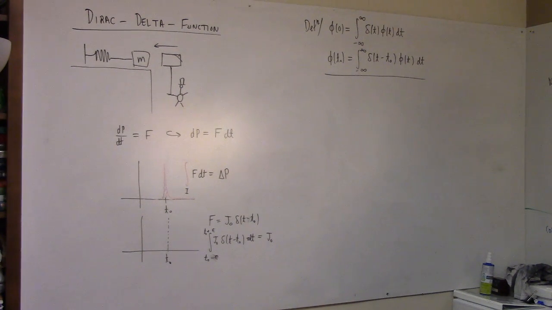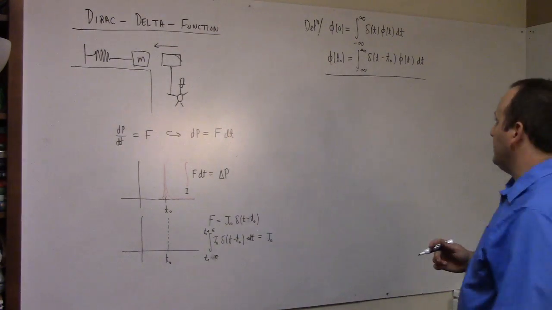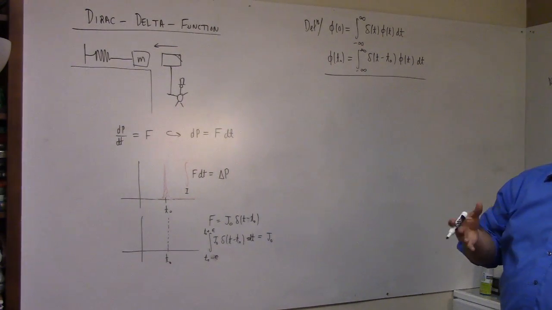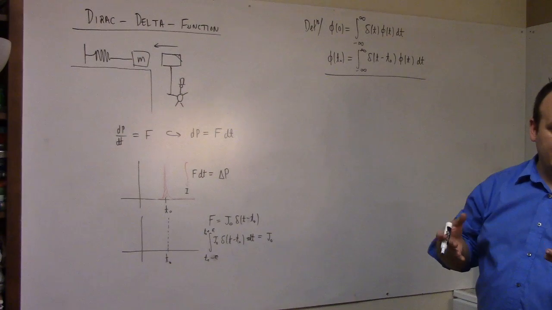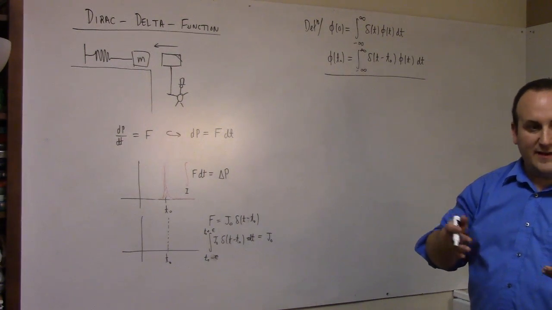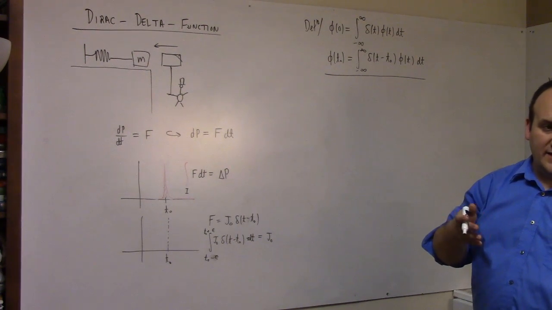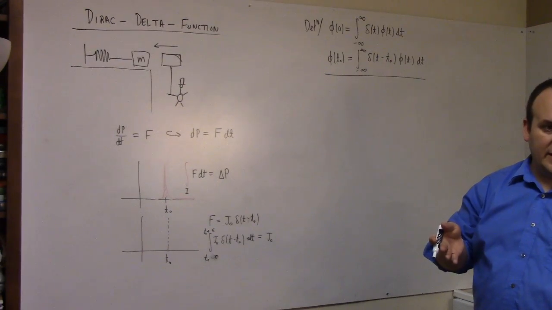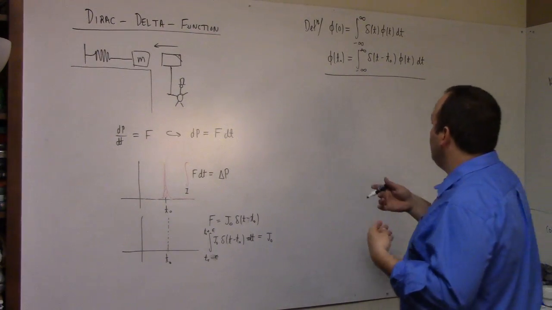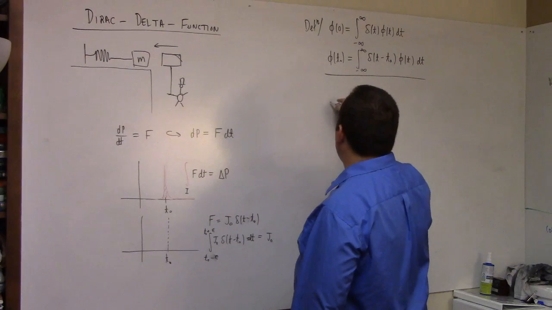Now, where does this fit into a larger story? Besides supposing you want to model a force which is infinite at one point, and yet the area in the force-time graph is bounded, right? Another place where you might think of the Dirac delta function is something like this.